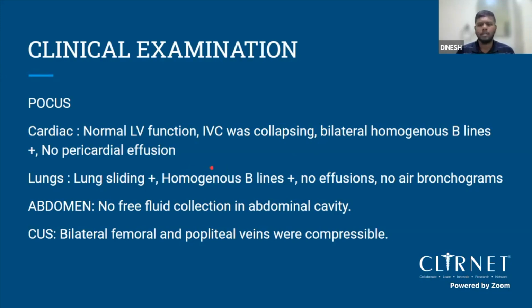Lung sliding was present, no effusions, no air bronchograms. Abdominal, there was no free fluid collection in the abdominal cavity. Compression ultrasound, bilateral femoral and popliteal veins were compressible. And I also did the optic nerve sheath diameter, and it was less than 5 mm. That was also within normal limits.